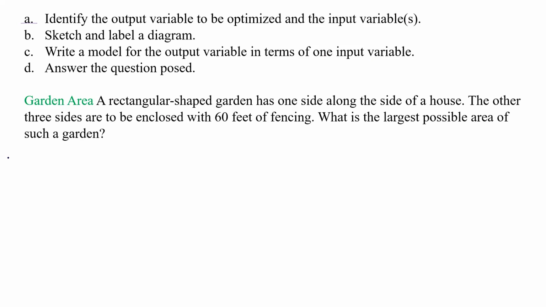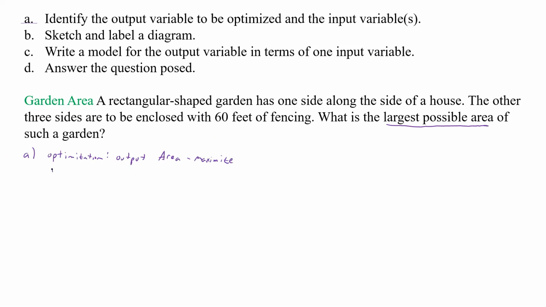All right. So first, A, identify the output variable. So let's see here. Let's call it optimization. And so this is going to be our output. And what do we want? We want the largest possible area. So our output is the area. We want to optimize that. We want to maximize.